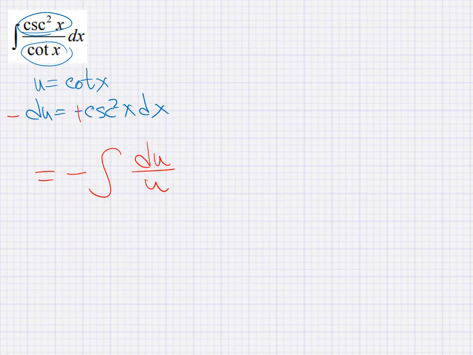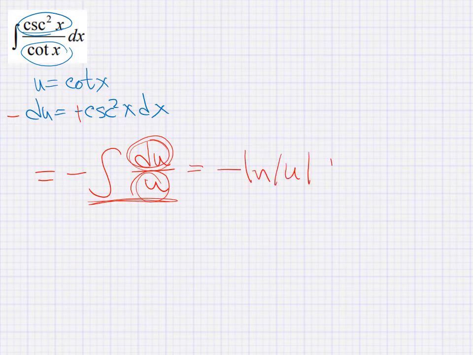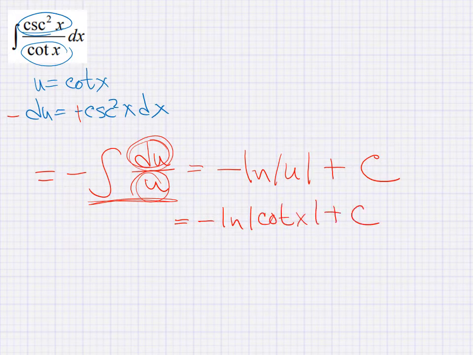And again, you would have to know, well, what's that the integral of? Well, we should know that that is your basic setup for a logarithm. Du is the derivative of u. This is like saying u prime over u. That's our derivative rule for log. So then the answer for this would be minus log of u plus c. In which case we have minus log of u being cotangent x plus c.